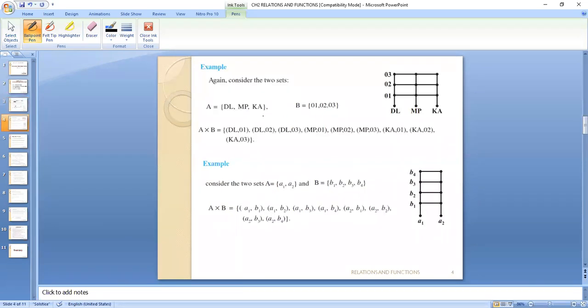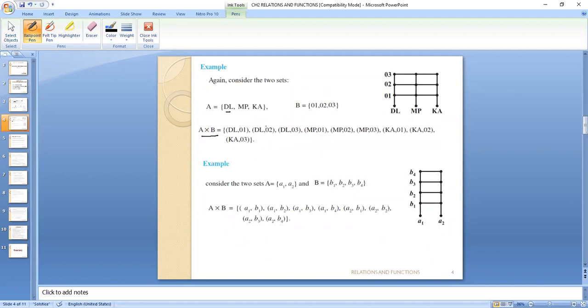We will be taking more examples. Set A has three elements, DL, MP and KA, and set B has three elements 1, 2 and 3. We have to take the product A cross B. So the product will be: first write DL, then 1, again DL 2, again DL 3. Right? Multiply the first element with all the elements of set B.